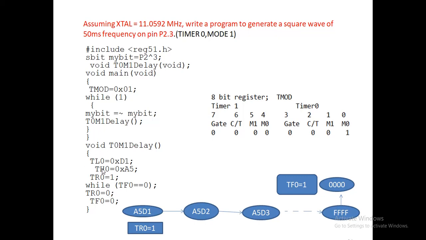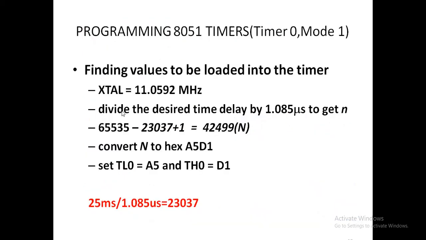So how to calculate the delay? This is a 16-bit timer. There are two registers we use for timer 0 operation: one is TL0 and the other is TH0. You combine these two registers and you get the 16-bit timer 0 register. In this we load the value according to the delay calculation which we perform. Here, this is a slide. It is very important for the delay calculation: finding the values to be loaded into the timer. What is the value loaded in TL0 and TH0? It is important, because based on that the delay is generated.